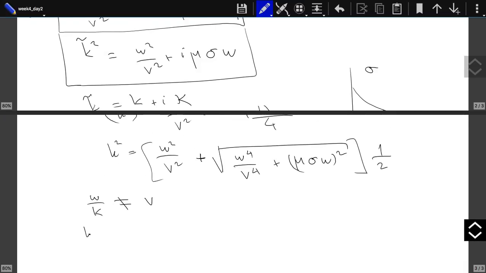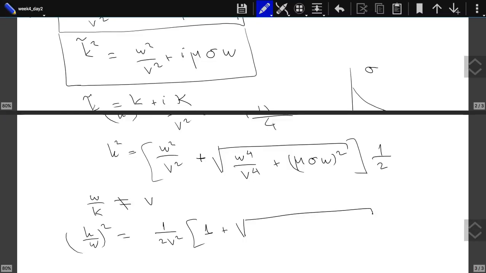Let's see, K over omega squared, let me write that one. This is equal to 1 over 2V squared, or 1 plus square root of 1 plus V to the 4 mu sigma over omega squared.